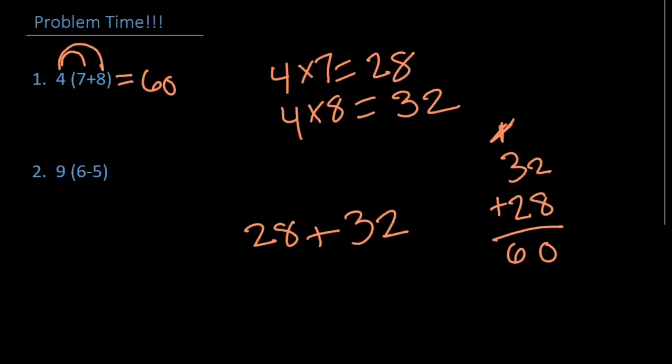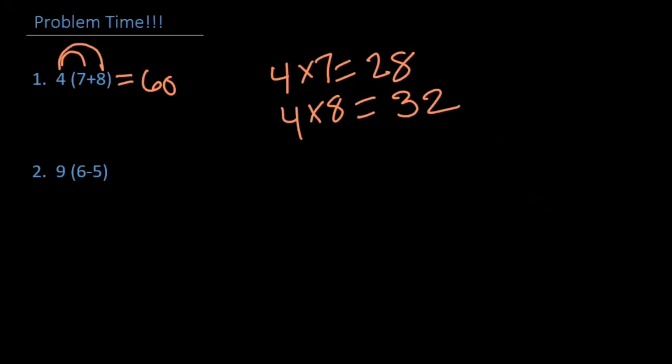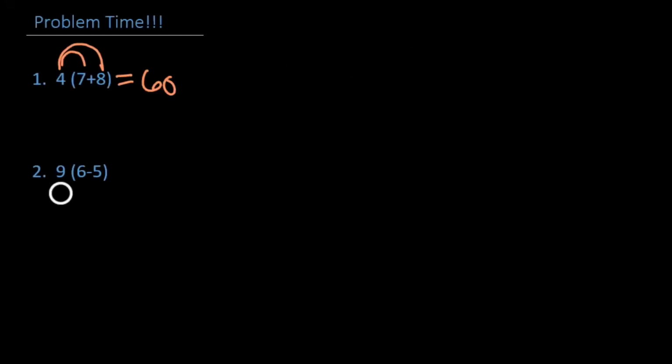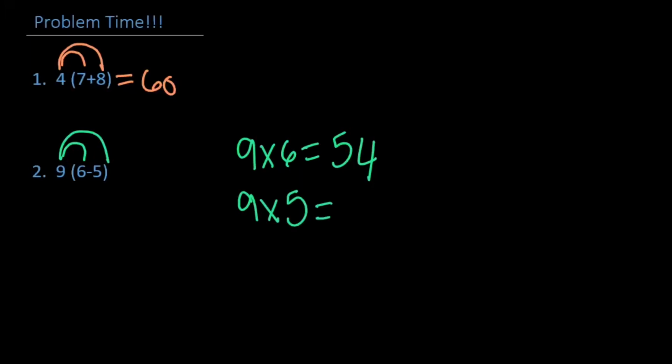Okay, so the second question, let me just erase all this. All right, so the second question is 9, and in parentheses 6 minus 5. It's a subtraction problem. Keep that in mind, it's subtraction. So the first step is distribute 9 to the first number in parentheses, which is 6. 9 times 6 is equal to 54. Next, we distribute 9 to the second number in the parentheses, which is 5. 9 times 5 is equal to 45.